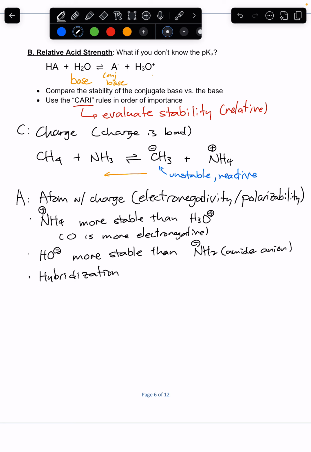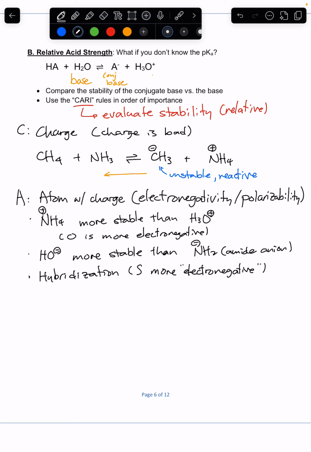And for now, we could think of it as like the s orbital is more electronegative. That's technically not the most correct way to think about it, but I'll let future physical chemistry classes correct that notion or make it more accurate. For now, the easiest way to think about it is, remember, s orbital is smaller than p orbital.